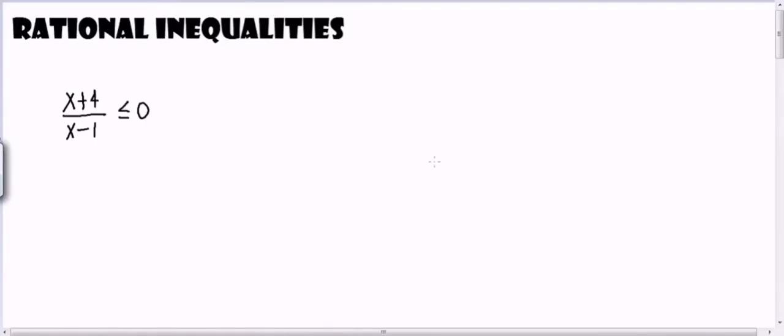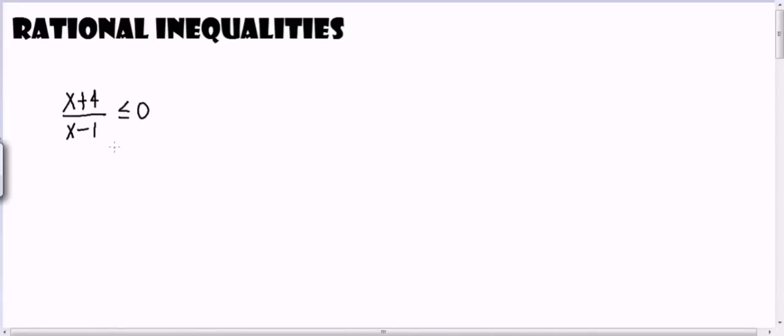In this video, I am going to show you how to solve a rational inequality. So let us take (x + 4)/(x - 1) less than or equal to 0. Guys, this is called a rational inequality because, as you can see, it is in the form of a fraction or ratio. Then it uses an inequality symbol, not an equal sign. That is why this whole mathematical expression is called a rational inequality.